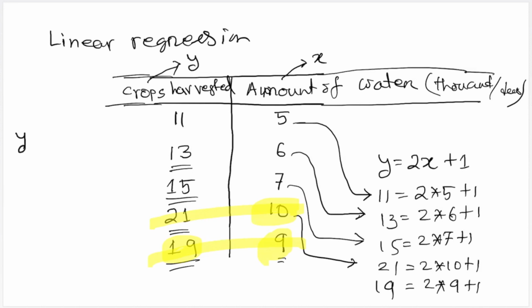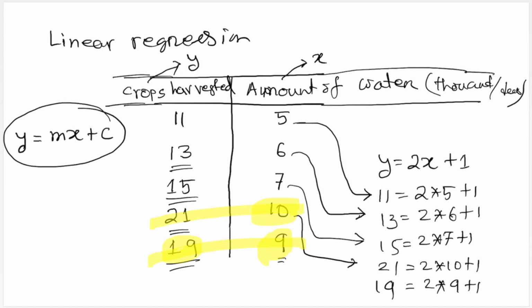When you are looking at this data, you are building a model in your mind, and this model is y equals mx plus c. And this particular model, y equals mx plus c, is directly associated with all these equations you have here. So for this particular data set in your mind, you have selected 2 for m and you have selected 1 for c.